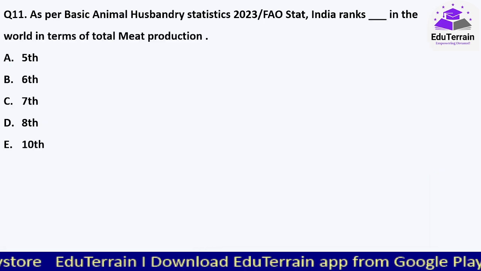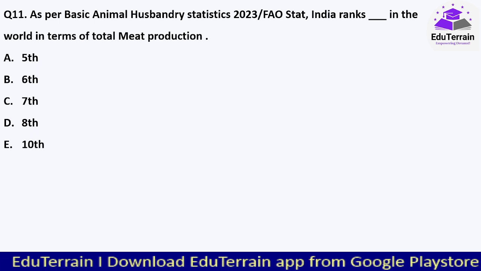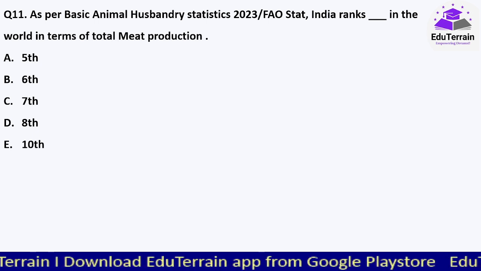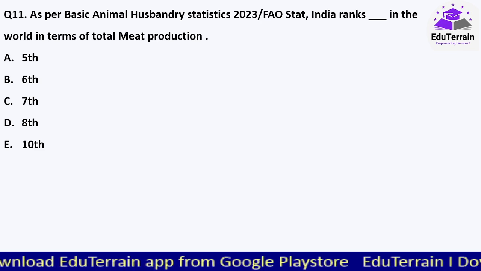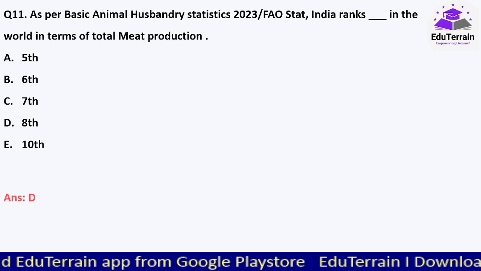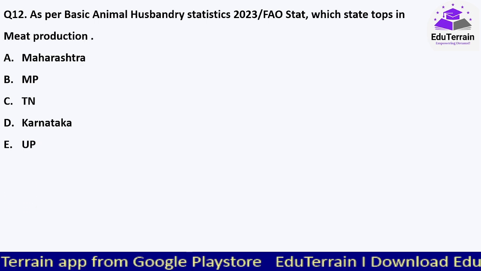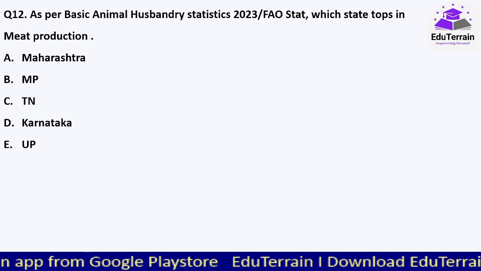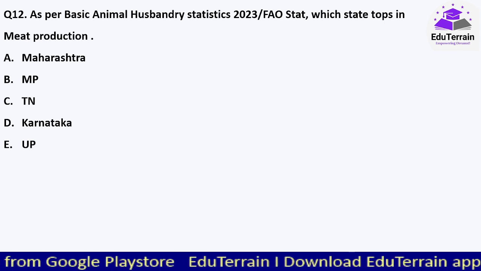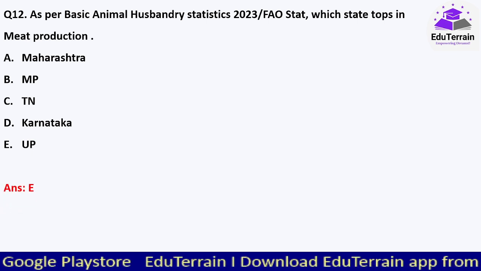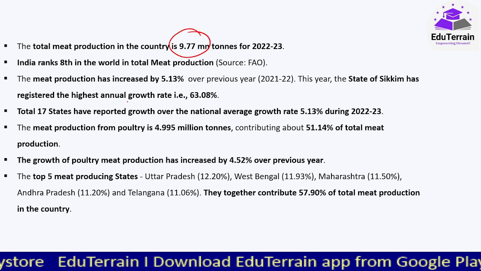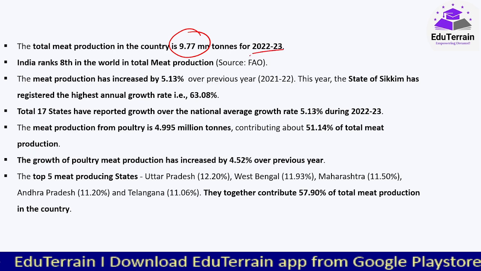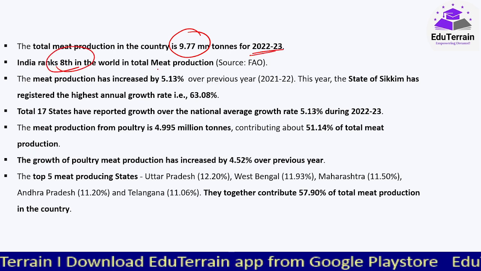Okay, now as per the same Animal Husbandry Statistics 2023 and FAO, India ranks how much in the world in terms of total meat production? So here in this case, India ranks 8th. As per the Basic Animal Husbandry Statistics, which state tops in meat production? And it is UP that tops in meat production. The total meat production in the country is 9.77 million tons for the year 2022-23, and India ranks 8th in the world in meat production.